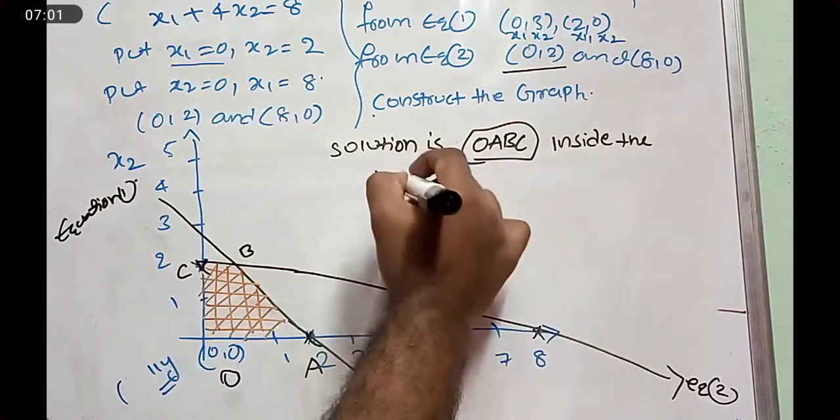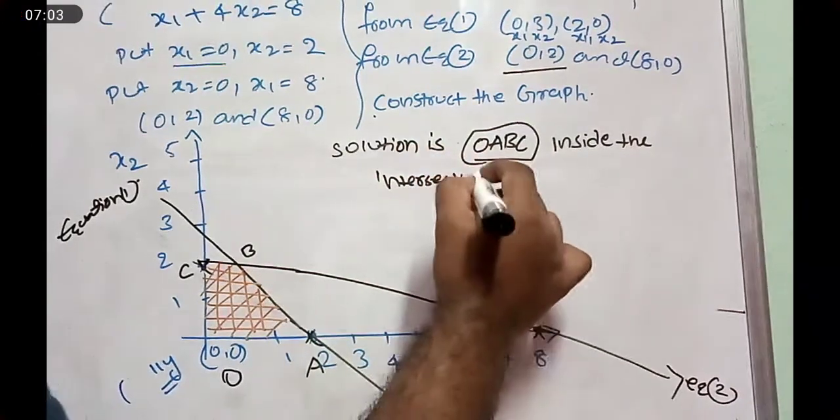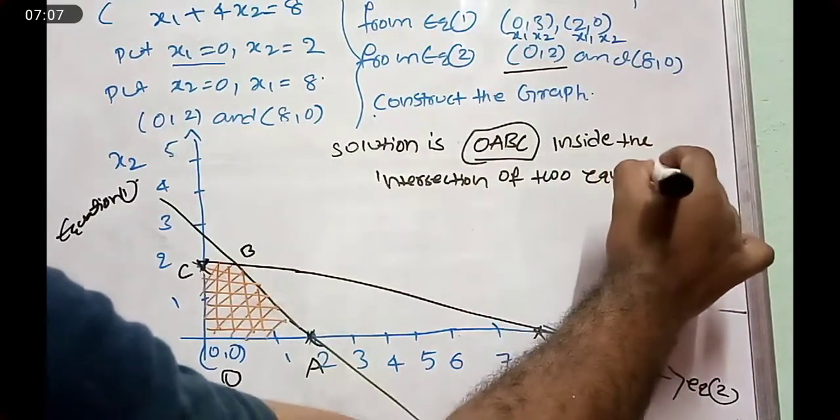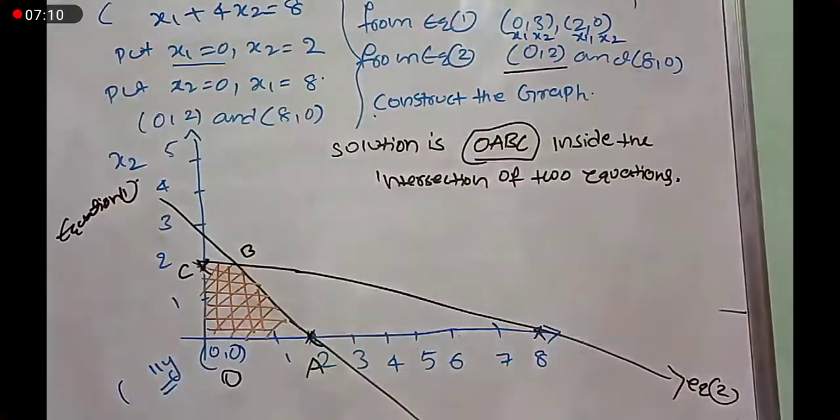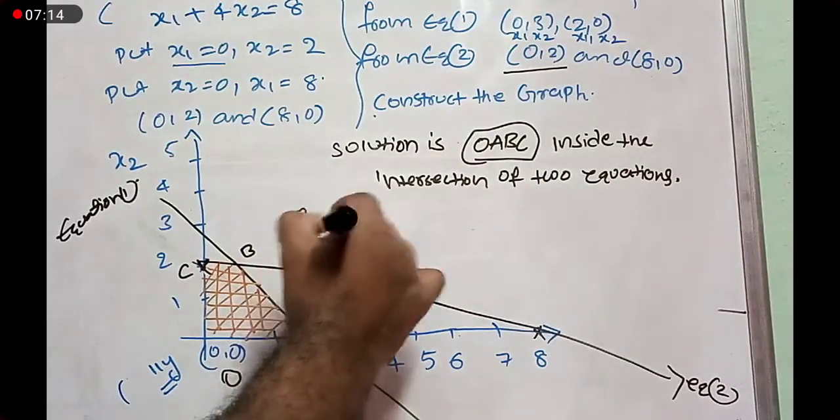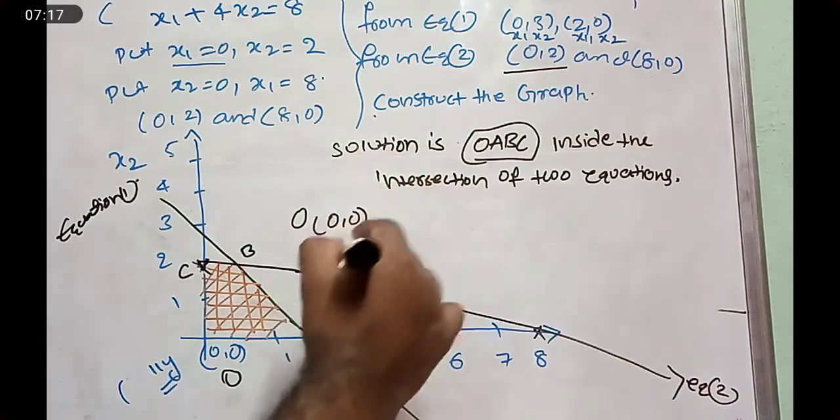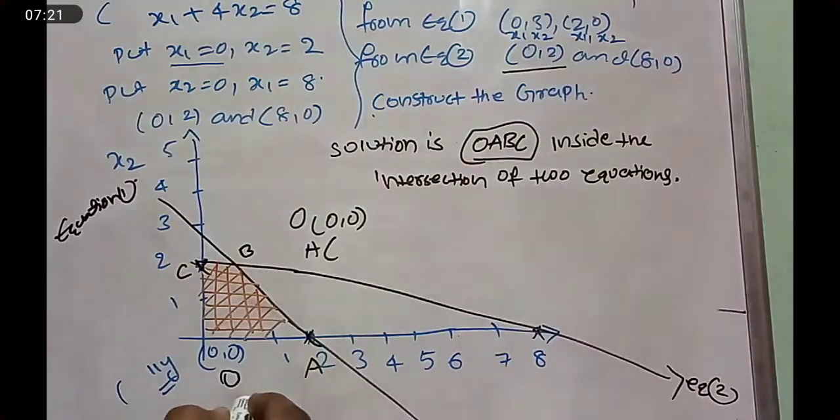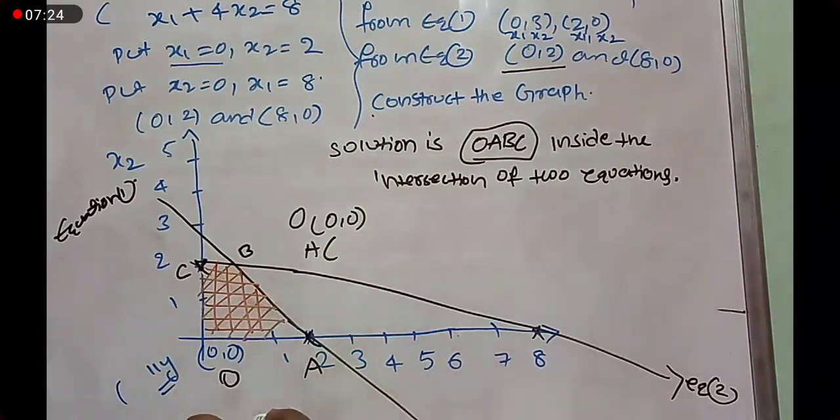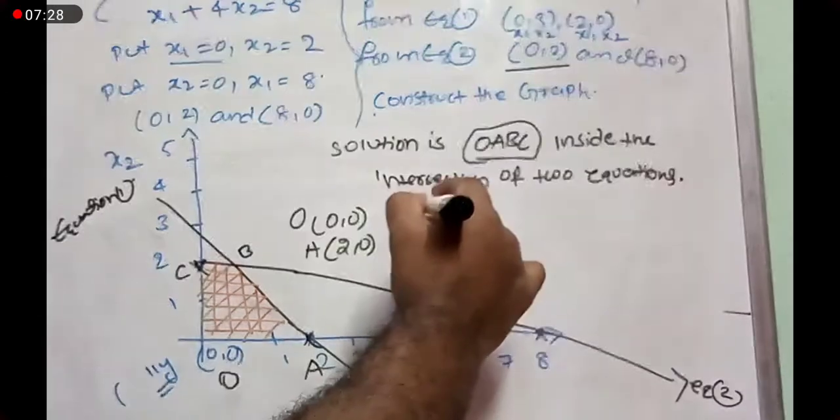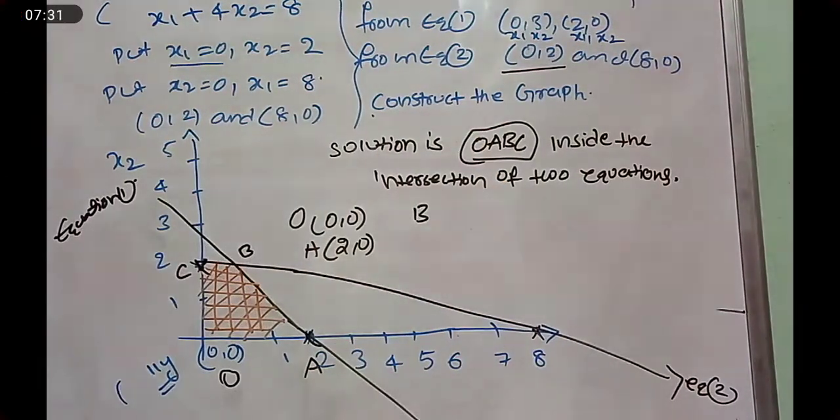O we can take as 0, 0. A we can take, B we can take, and C we can take. O is x-axis and y-axis 0, 0. A is like 2, 0. Then B has no coordinates there because B is the intersection of equation 1 and equation 2. So we require to solve equation 1 and equation 2 in order to get B.